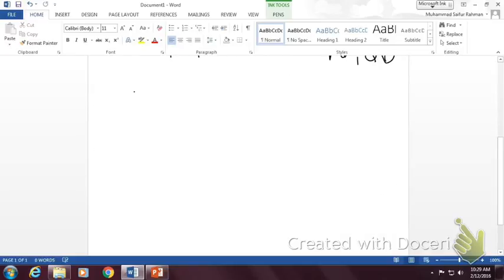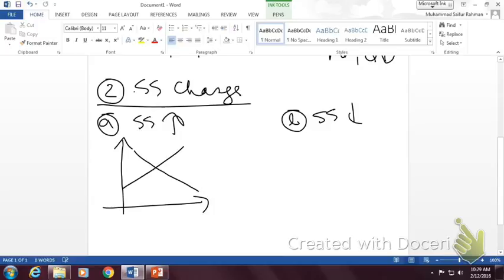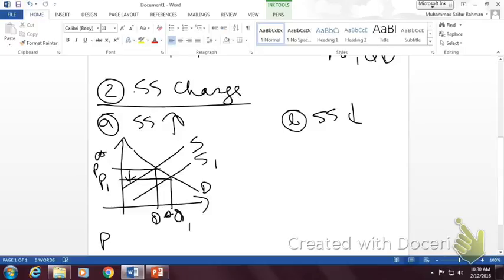The next one is case 2, when supply changes. Case 1 is supply increase, case 2 is supply goes down. When we look at an increase in supply, we start with the original market equilibrium of demand and supply. Supply increasing from S to S1 causes equilibrium price to go down and equilibrium quantity to go up. So when supply increases, price goes down, equilibrium quantity goes up. Okay? Makes sense.